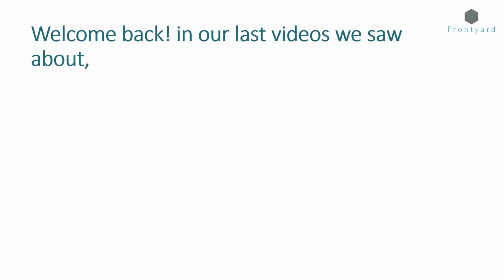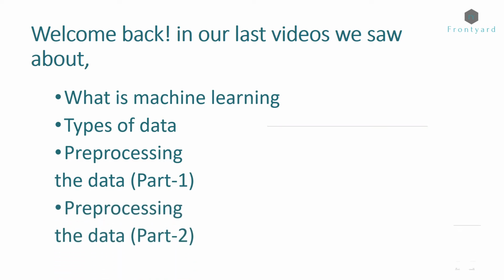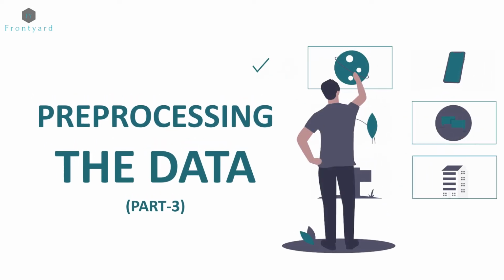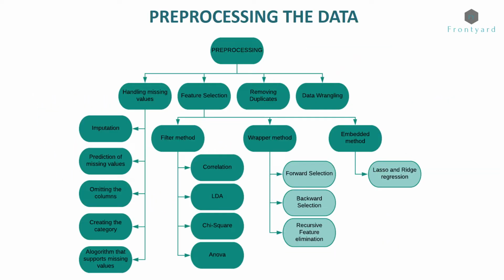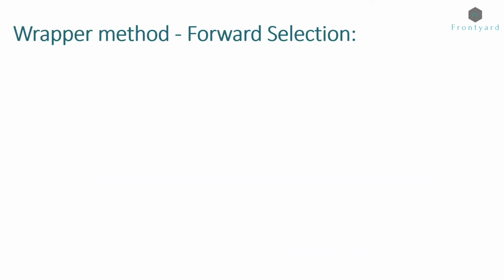Welcome back. In our last videos, we saw what is machine learning, types of data and pre-processing the data part 1 and part 2. Today's video is all about continuation of pre-processing the data. In last video, we saw filter method in feature selection. Let me jump to the remaining methods of feature selection like wrapper method and embedded method, and also let me see a brief discussion on its subdivision.